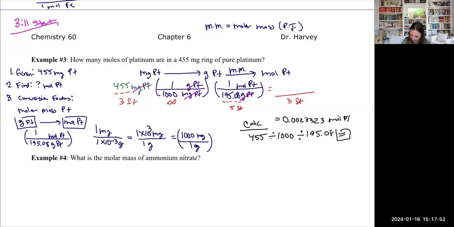So with 3 sig figs, let's see, what would that be? 0.00233. We don't round up because remember, the digit after that last sig fig is less than 5. Moles of platinum. And in scientific notation, 2.33 times 10, that initial number is less than 1, so a negative exponent. Let's see, 1, 2, 3, negative 3 moles platinum for our final answer.